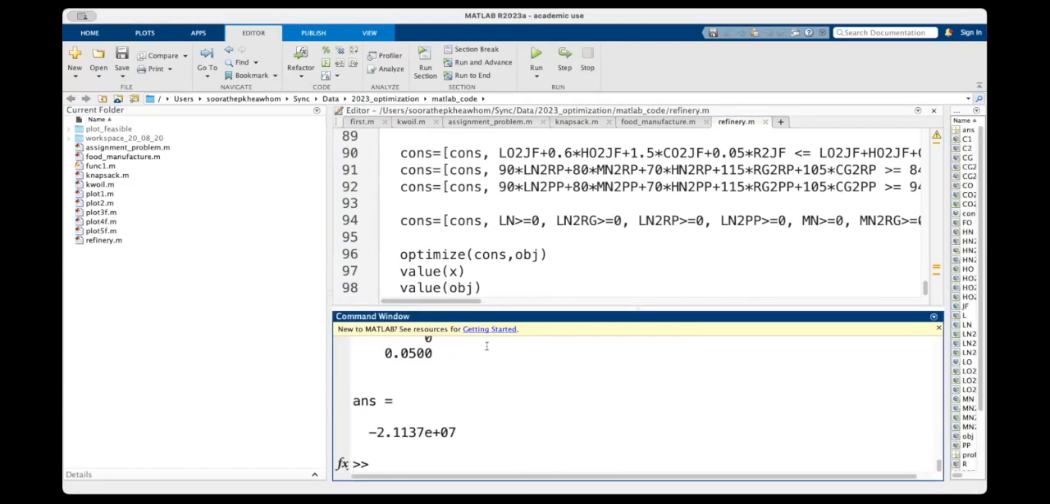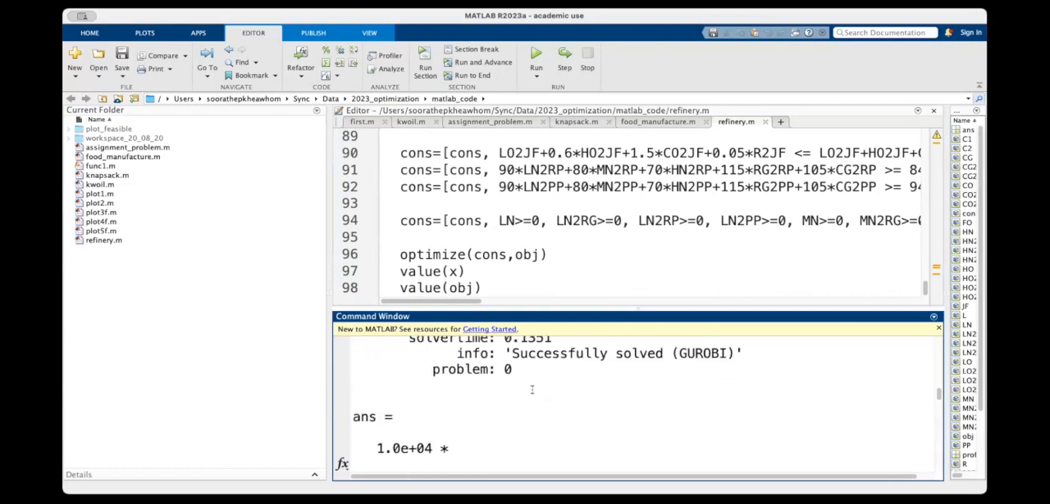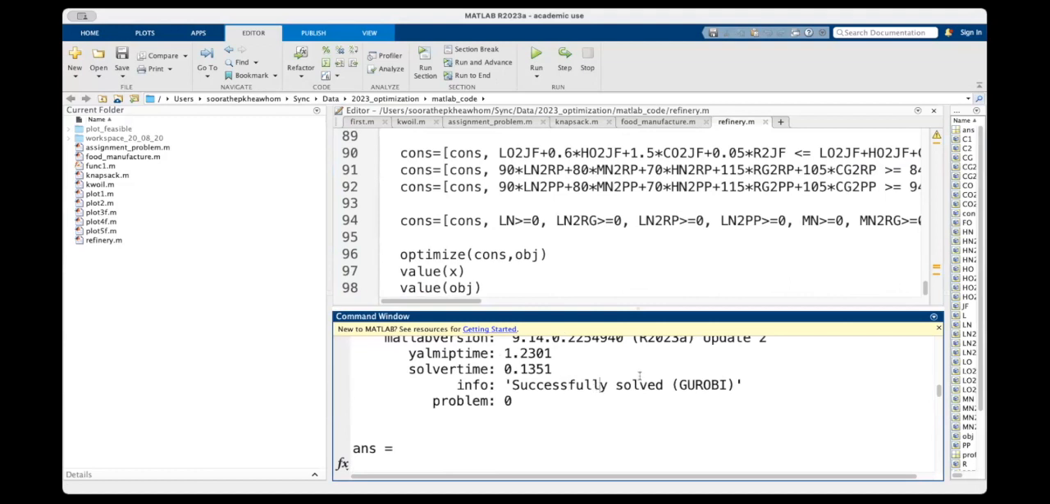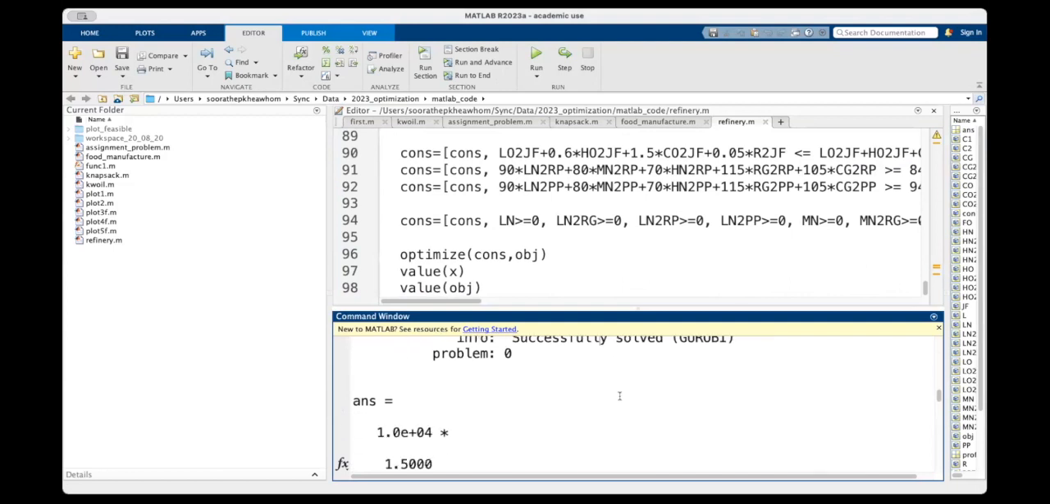So okay, start running, and then wow, I got the result already. Of course, here I solved the problem using Gurobi. I assume that everyone can use Gurobi now. Yes, and this is the result. This is the objective function. It's negative because we minimize the negative profit.